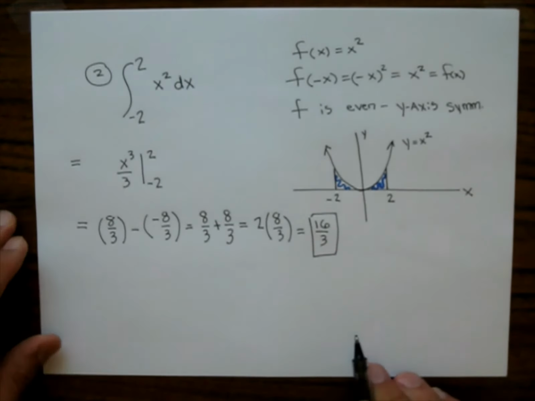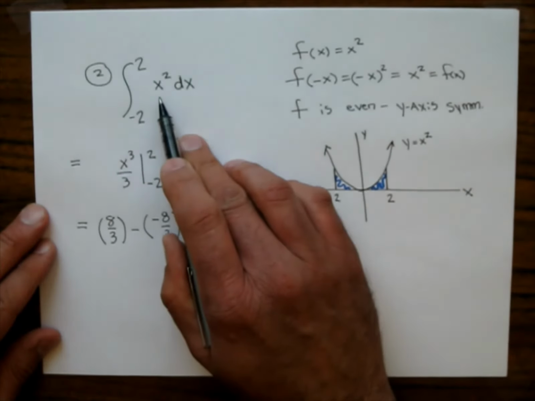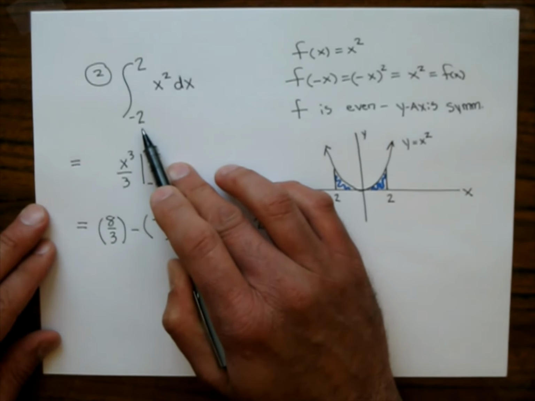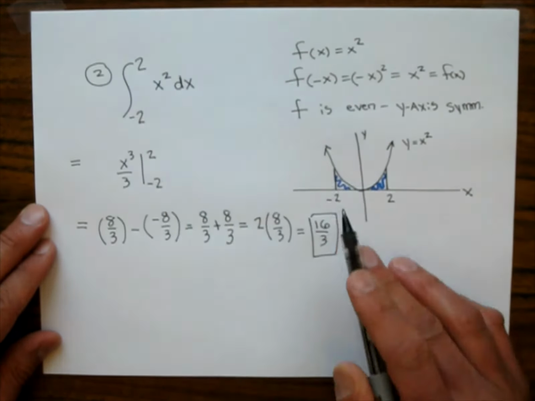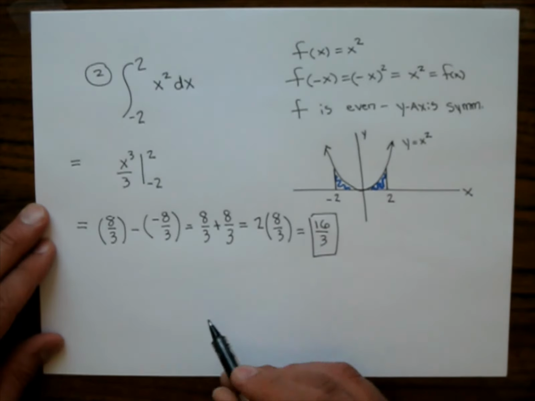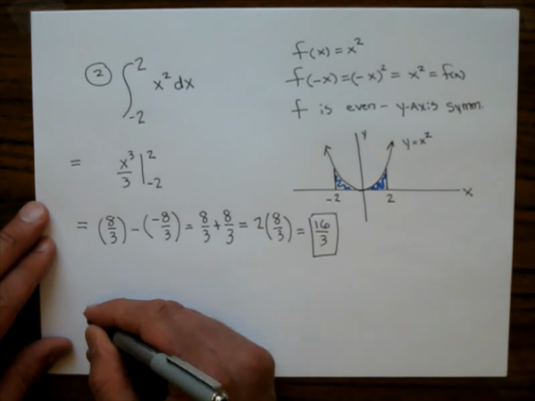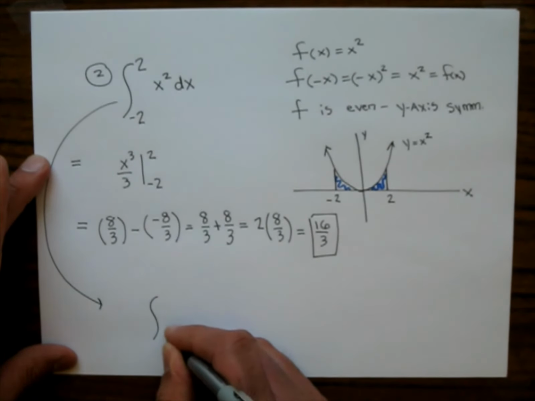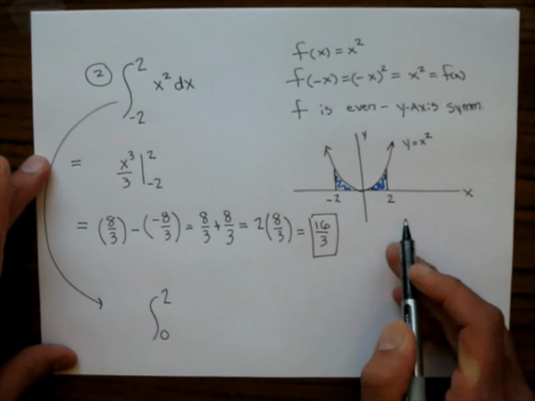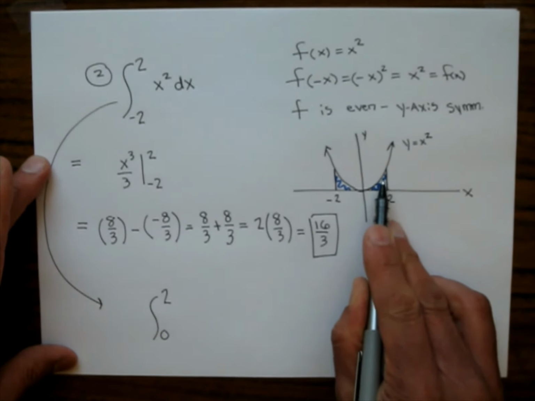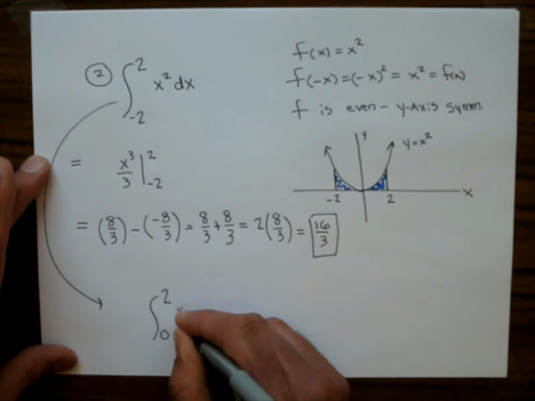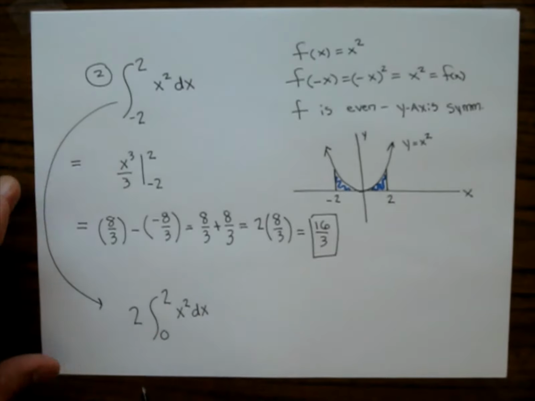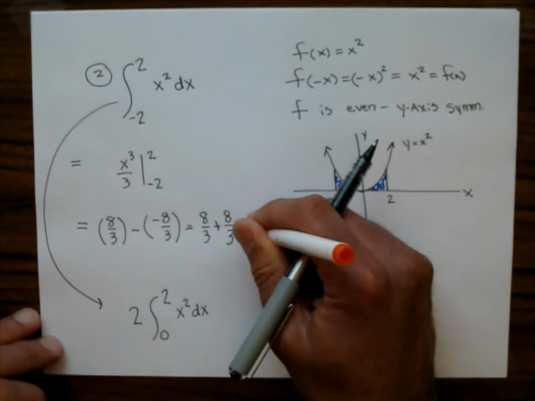So when you are integrating an even function from a negative number to its opposite, it's not going to be 0 like it was with an odd function. But what it's going to do is what we could have done. So here's the shortcut. You could have integrated from 0 to 2 and picked up the net area of the right-hand side, and then done what? Then multiplied it by 2.